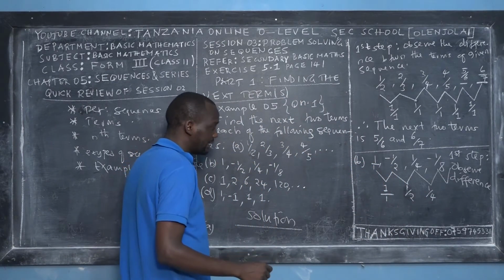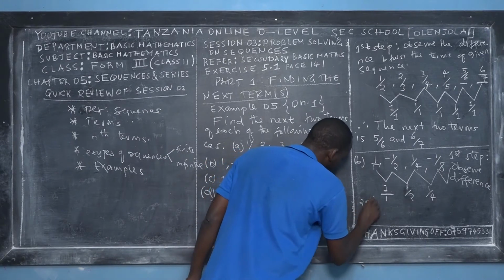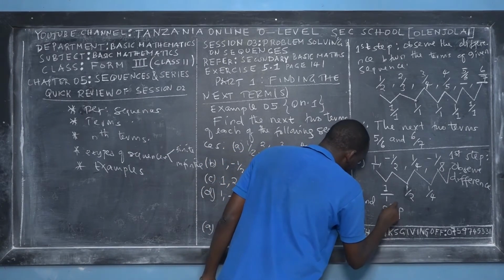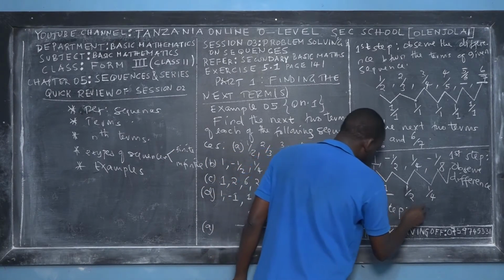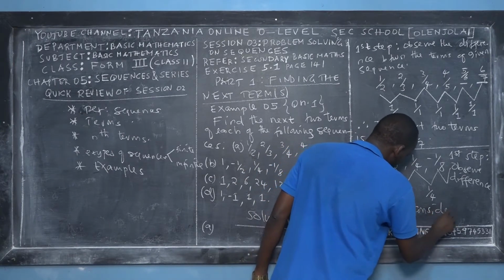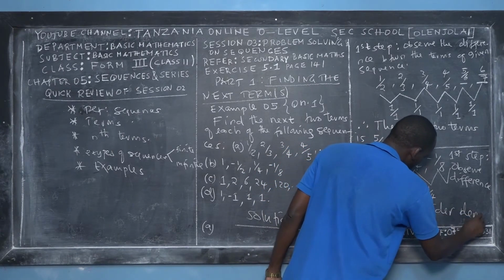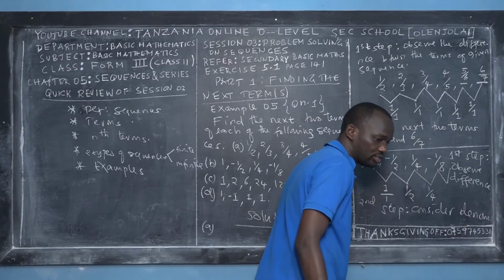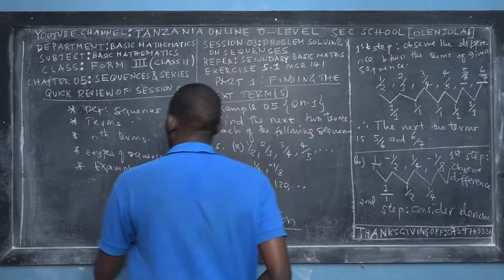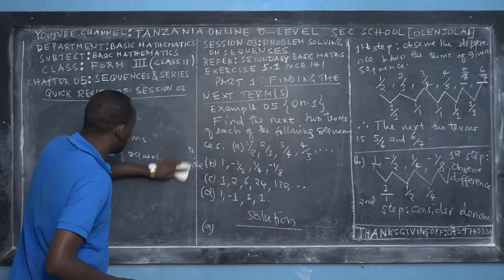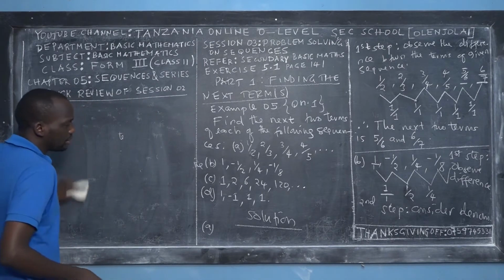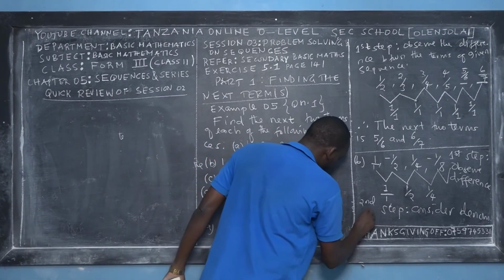But if you examine the denominators, the numerator is fine, that will be the second step. Second step: consider the denominator of each term, because this is a sequence of fractions. Consider the denominator of the sequence.